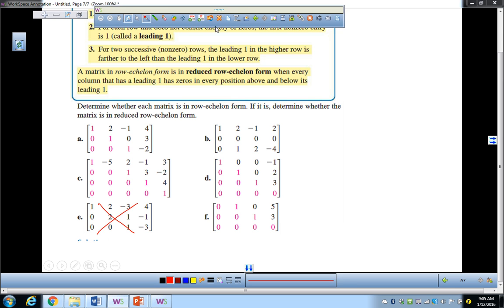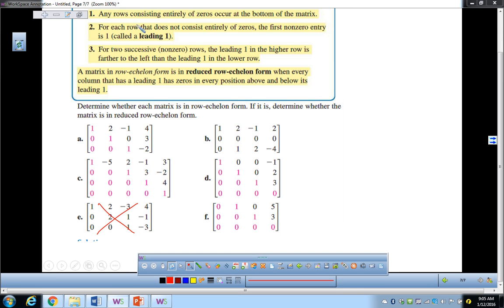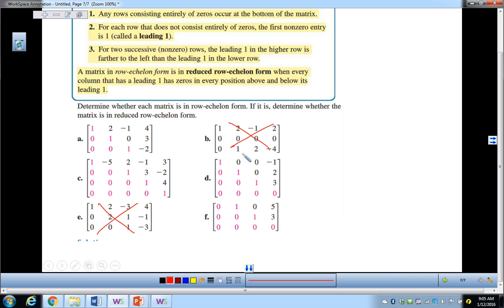And then it says for each row, the first non-zero entry is called the leading one. For two successive non-zero rows, the leading one in the higher row is farther to the left than the leading one in the lower row. So which other one can you cross out because of that? B, right? This is not in row echelon form because the leading one would have to be up here, and any row that has all zeros would have to be at the bottom.